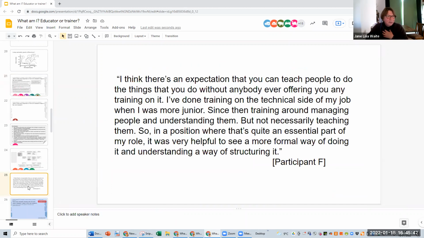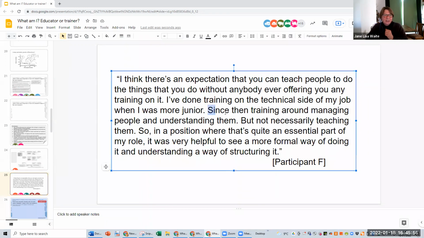If you'd like to join me on slide 25, I just want you to read what's on slide 25. You can notice that this person talks about training, and then suddenly, but not necessarily teaching them. I think that was the key thing for me, that suddenly they moved from being trainers. Now they knew the rules of the game.